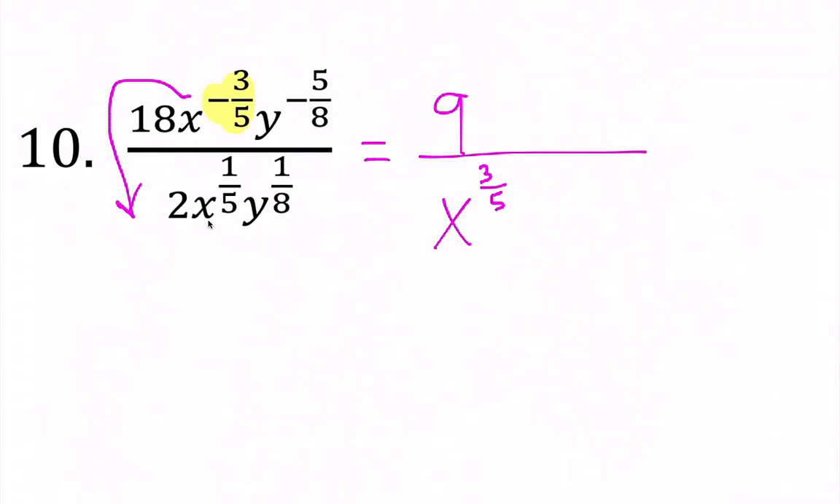But I can't forget about this x. It didn't have a warning, so it belongs on the bottom. So I know x to the 1/5 is on the bottom.